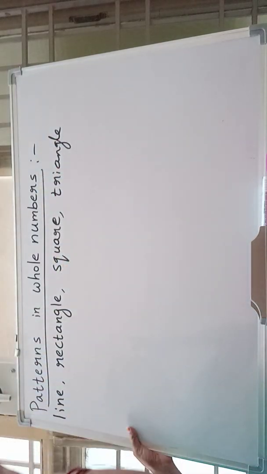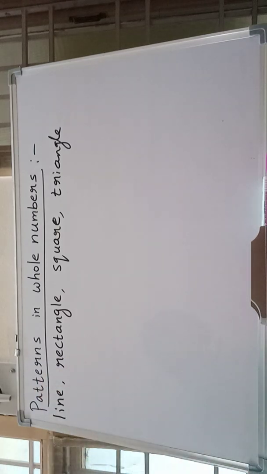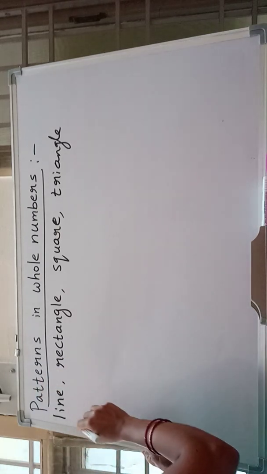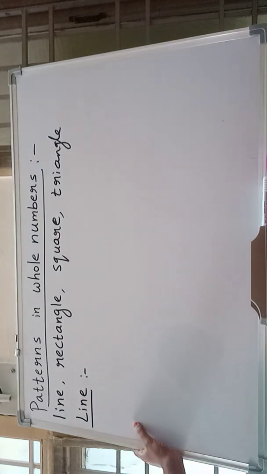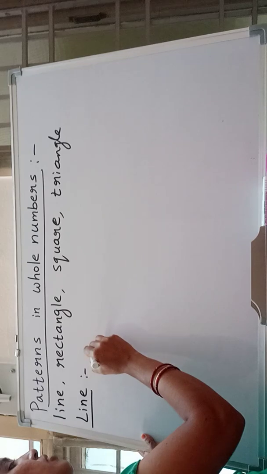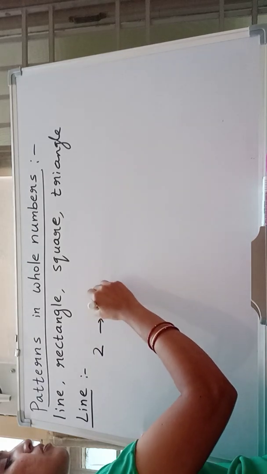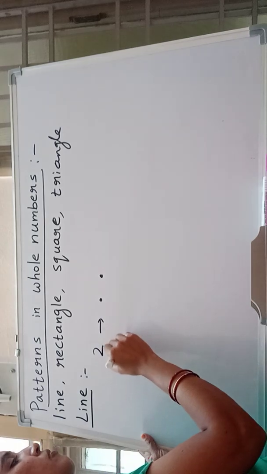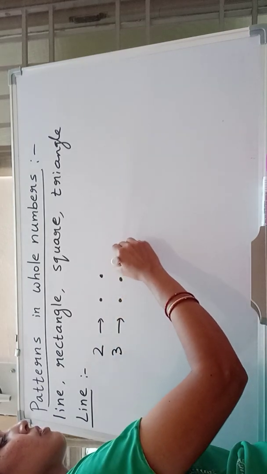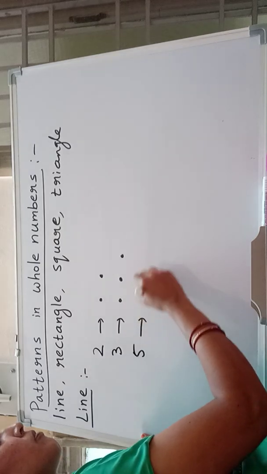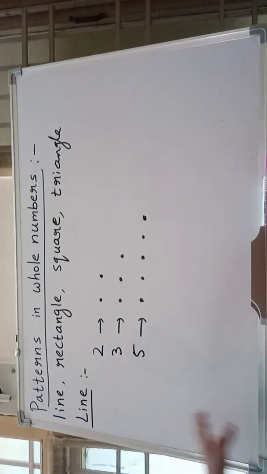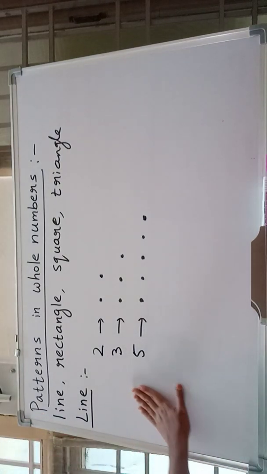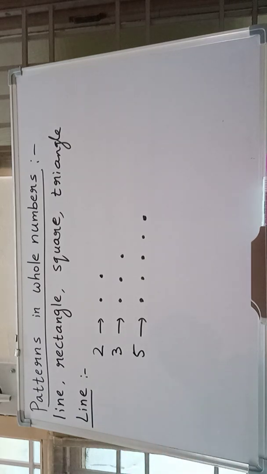Some whole numbers we can express in these shapes. We'll see one by one. First one, line. All whole numbers can be shown in line shape except one. Every number can be arranged as a line. For example, 2 can be expressed in line shape with 2 dots, or 3 with 3 dots. Similarly 5, we can show in line shape with 5 dots. That is, all whole numbers we can show in the basic shape line except 1.